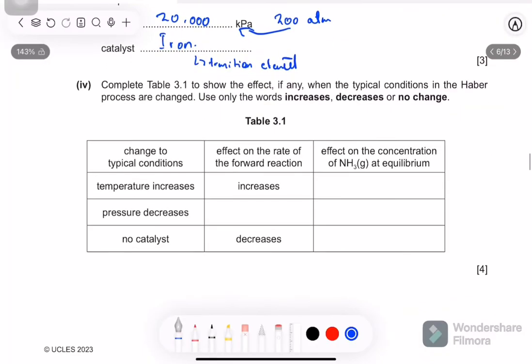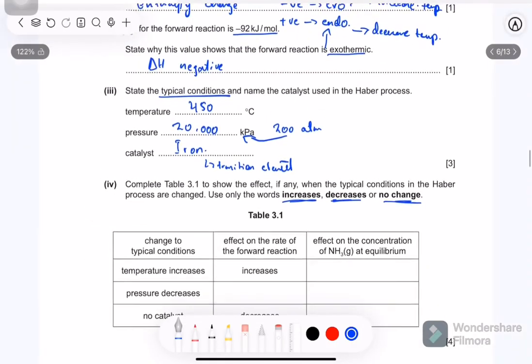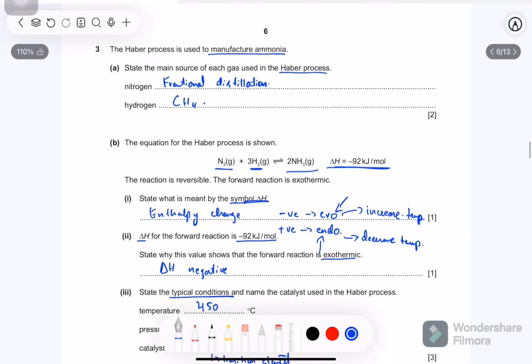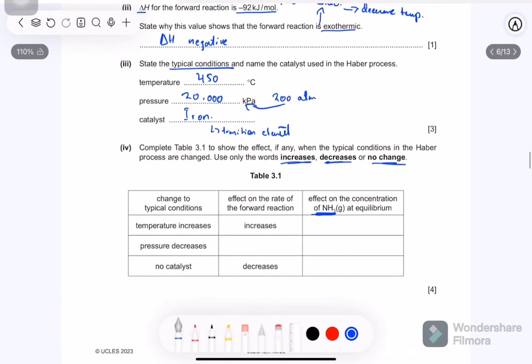Complete 3.1 to show the effect, if any, when the typical conditions in the Haber process are changed. Use only the word increases, decreases, or no change. Looking at where the equilibrium shifts, we can deduce the concentration of ammonia, as ammonia is over here. If the equilibrium shifts towards the right, ammonia increases obviously, and vice versa. So what are they saying? When the temperature is increased, what will be the effect on the rate of forward reaction? Obviously the rate increases when the temperature increases.